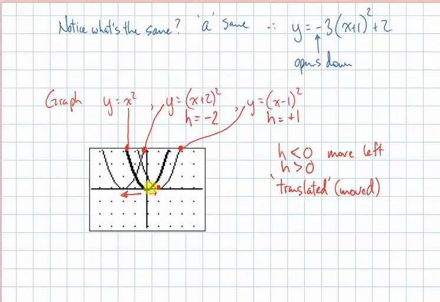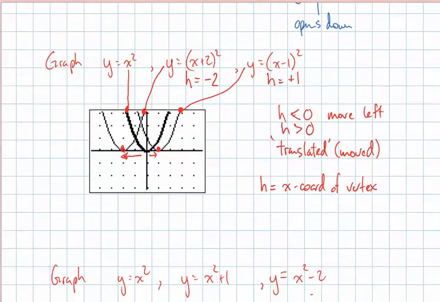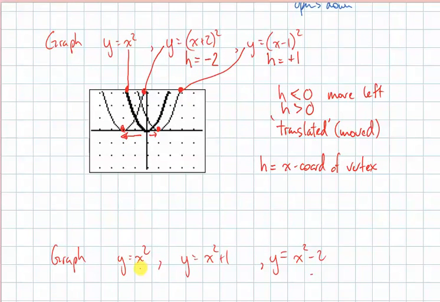We can also see that the vertex can be identified from the h value. So the h value is the x-coordinate of the vertex. That's the value of the h in standard form. Now let's look at the k value. Got some other graphs here. y = x squared again, our reference, simplest quadratic. x squared + 1 and x squared - 2. Notice here that the k value is positive 1, and here the k value is negative 2.